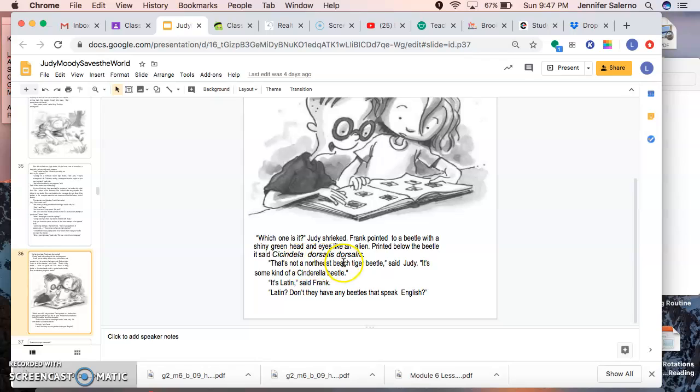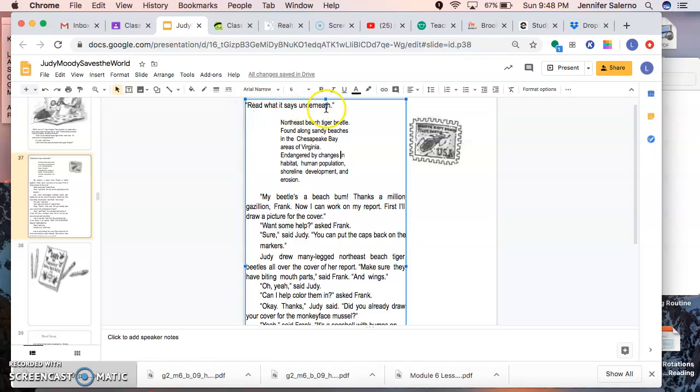"That's not a Northeast beach tiger beetle," said Judy. "It's some kind of a Cinderella beetle." "It's Latin," said Frank. "Latin? Don't they have any beetles that speak English?" "Read what it says underneath." "Northeast beach tiger beetle, found along sandy beaches in the Chesapeake Bay areas of Virginia. Endangered by changes in habitat, human population, shoreline development, and erosion."